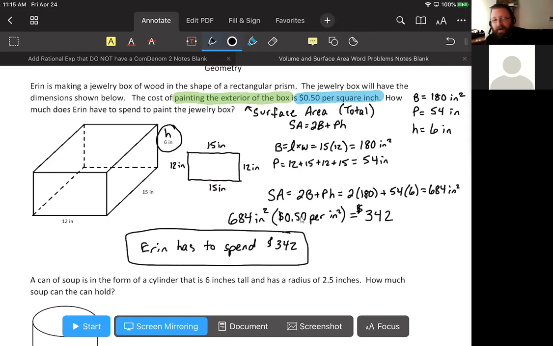A little pricey. I think I'd pick cheaper paint. But what are you going to do?